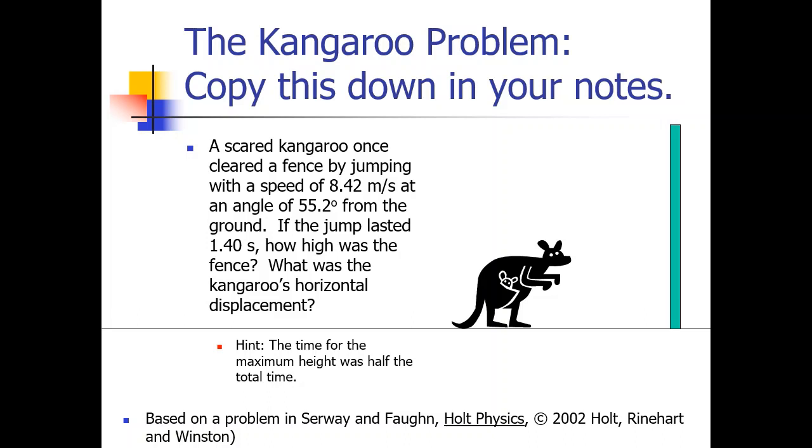And there's even a little hint here. The time of the maximum height was half of the total time. That's one way to solve it. We're going to use that fact. The parabolic motion is symmetric. So there goes my kangaroo. So copy the problem down and then we'll start up again once you get it copied.